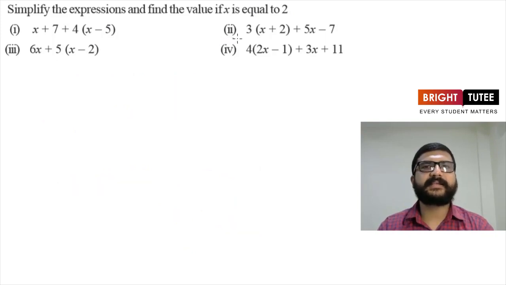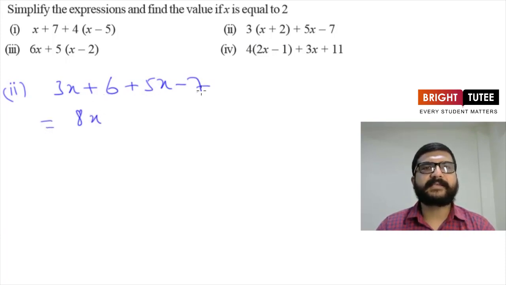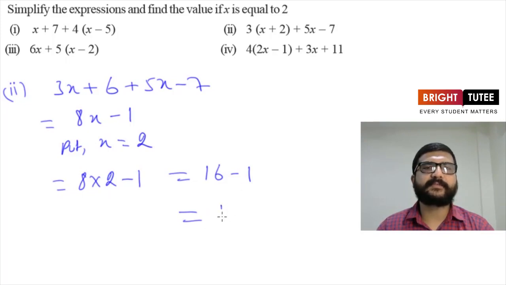Now the next question, it is 3 into x plus 2, this will be 3x plus 3 into 2, that is 6, and then plus 5x minus 7. Now 3x plus 5x, this is 8x plus 6 minus 7, this will be minus 1. Now let's put x equal to 2. So by putting x equal to 2, we will get 8 into 2 minus 1. 8 into 2 means 16, and then we'll have minus 1. 16 minus 1 is 15. So therefore 15 is the value of this expression at x equal to 2.